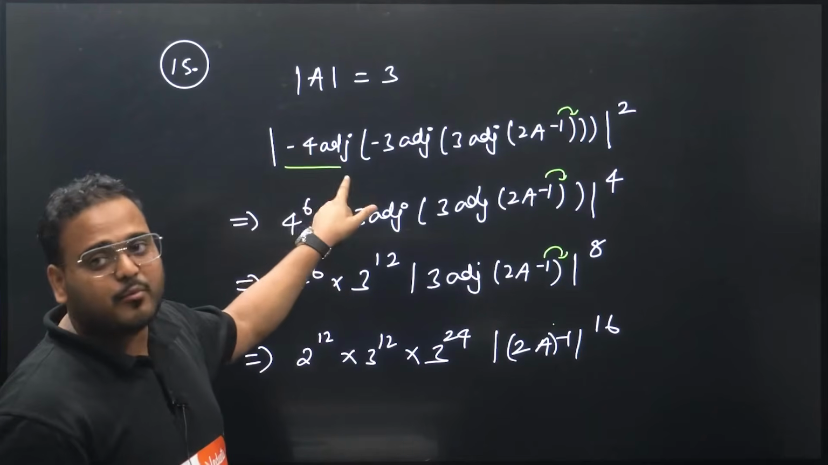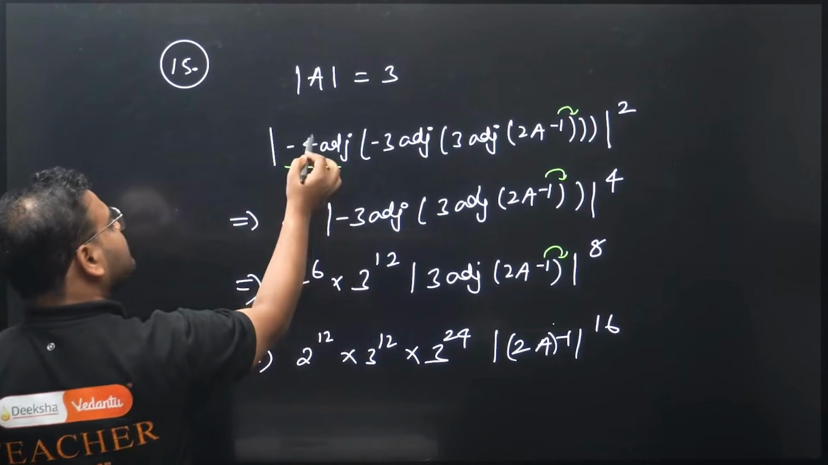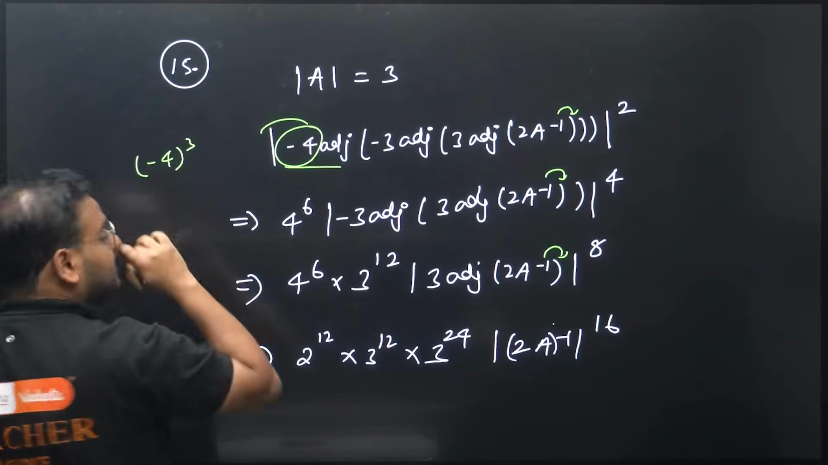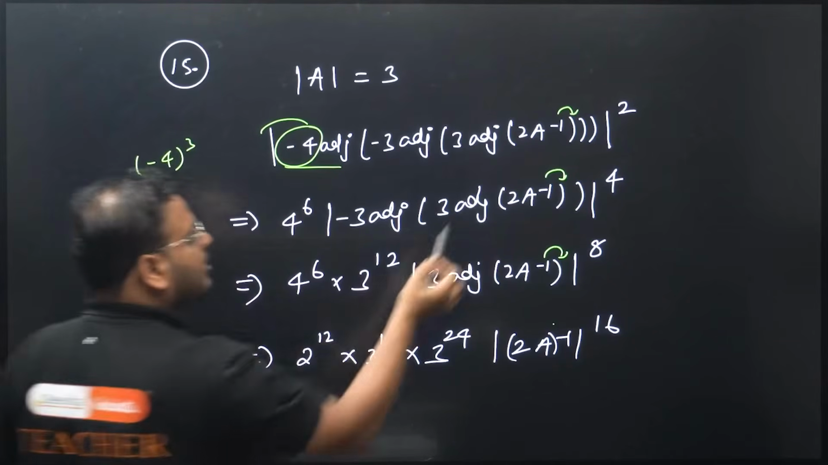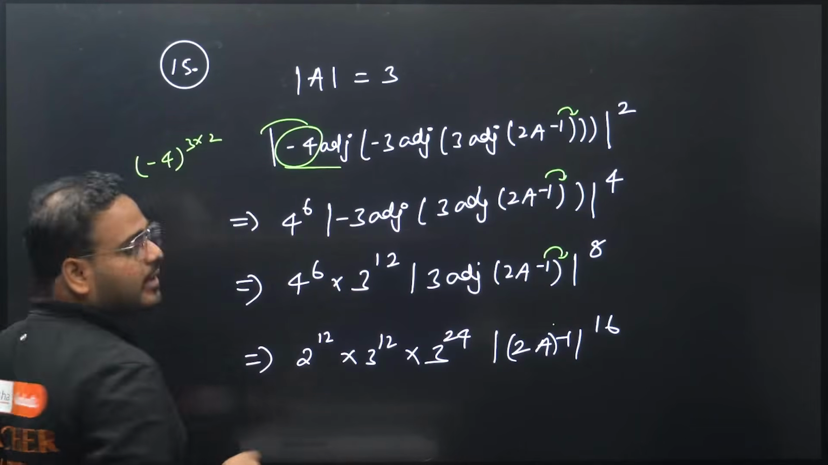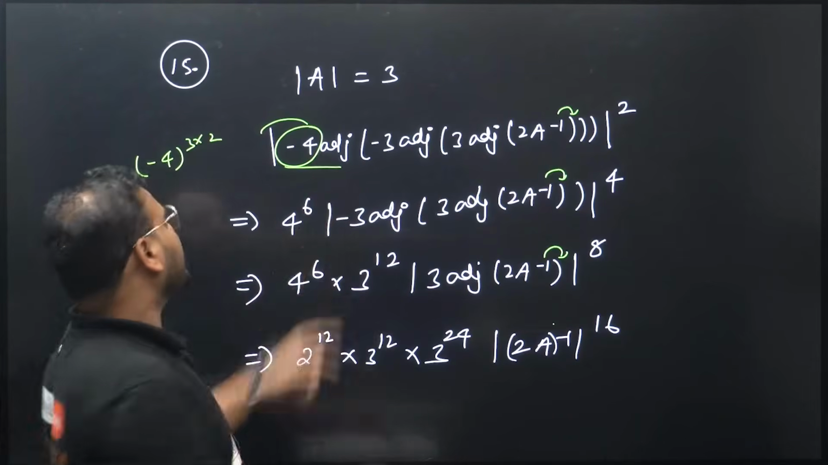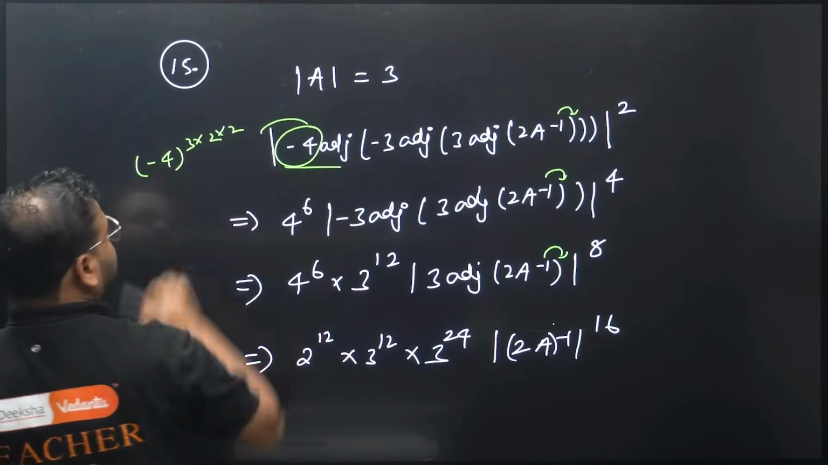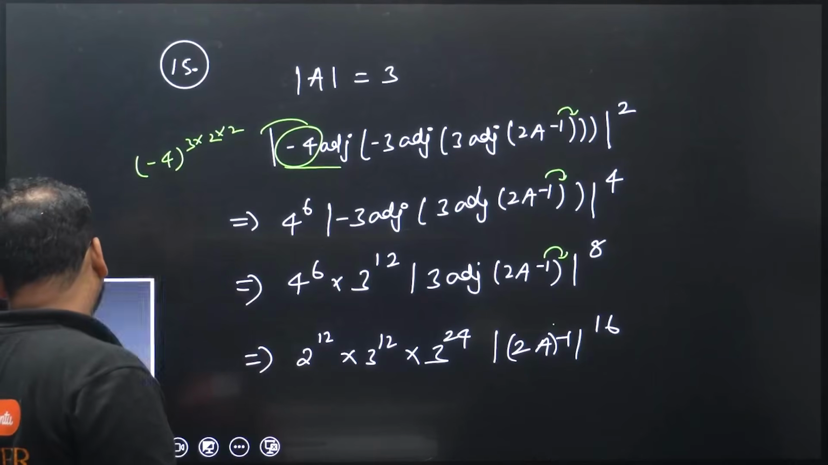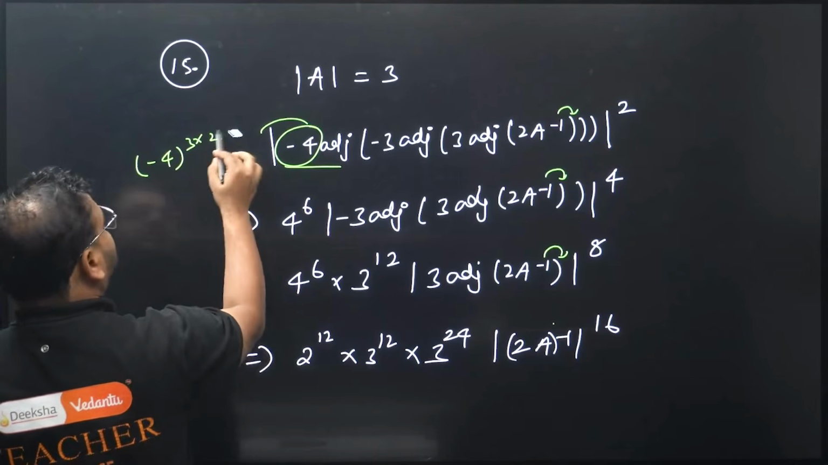Second step, again I'm removing another adjoint. So first of all, this minus 4 will come outside. We'll have minus 4 power 3, and we already had square over here, so into 2. And again we are removing another adjoint, so into 2. Okay, that is a constant. No, that will be a separate thing. That is for the other terms.